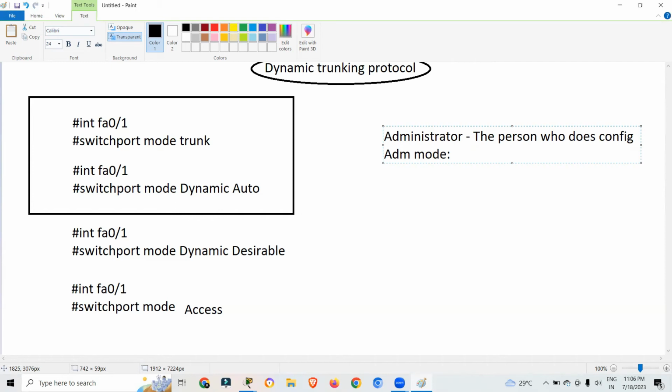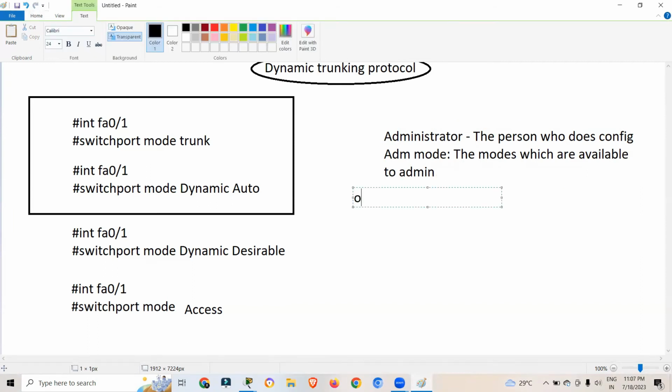What is the meaning of administrative mode? The modes which are available to admin, right?